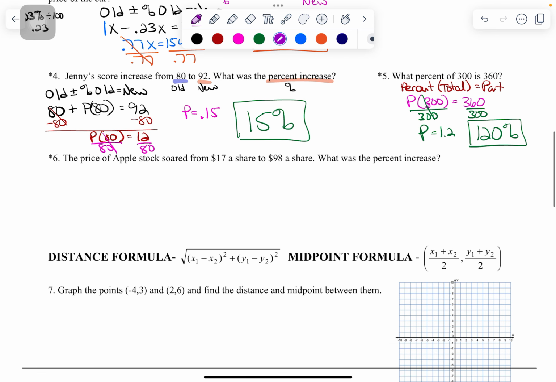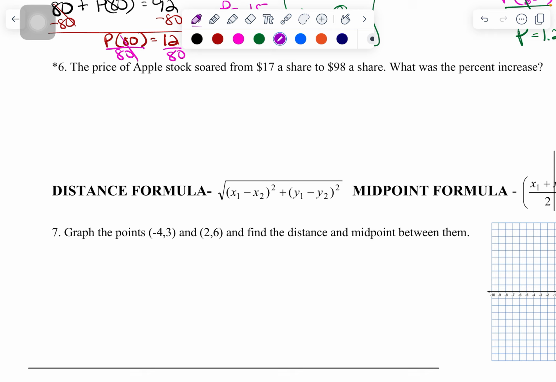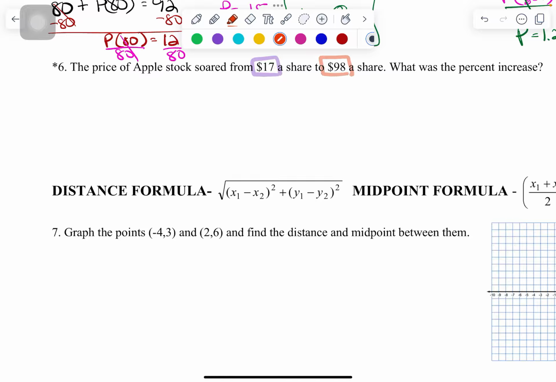All right, and the last question for this particular video is going to be number 6 here. Dear Lord, I wish I owned some Apple stock. The price of Apple stock soared from $17 a share to $98 a share. What was the percent increase? It's the exact same thing as number 4 here. We know the old, we know the new. It's the percent that we're looking for.